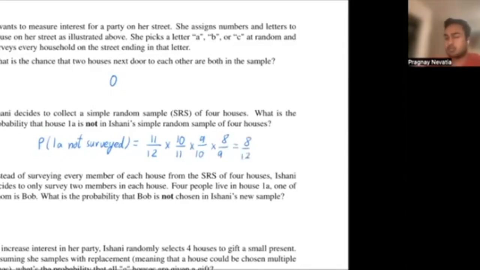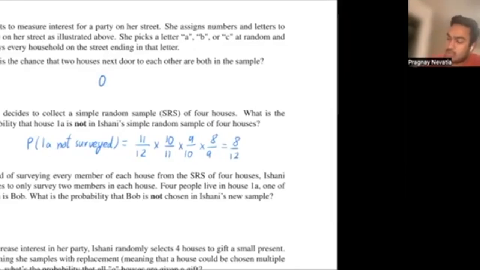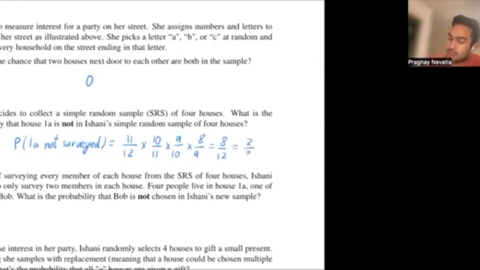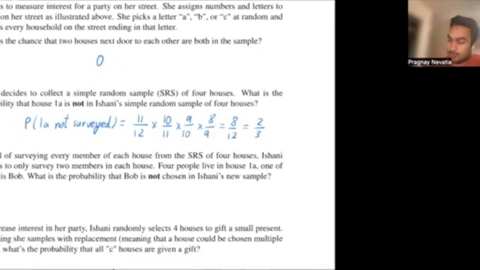Now you might ask, why am I multiplying all these numbers instead of adding or subtracting? The reason I'm doing that is because all of these things have to be true. So 1A should not be chosen in the first round, should not be chosen in the second round, and so on. And since all of them have to be true, you need to be multiplying the probabilities. So that's why the probability of 1A not being surveyed is 2 by 3.